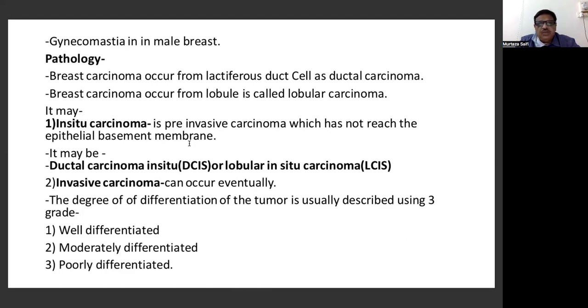Pathology of breast carcinoma: it occurs from the lactiferous duct cell as a ductal carcinoma. Breast carcinoma occurring from the lobule is called lobular carcinoma. It may be in situ carcinoma, a pre-invasive carcinoma which has not reached the epithelial basement membrane. It may be ductal carcinoma in situ or lobular carcinoma in situ. Invasive carcinoma can occur eventually.